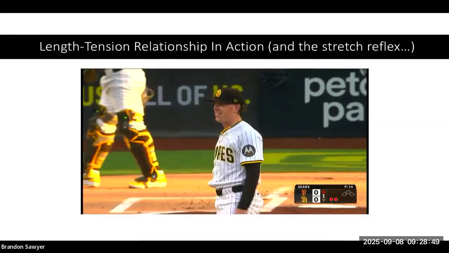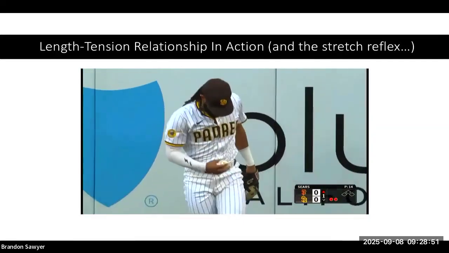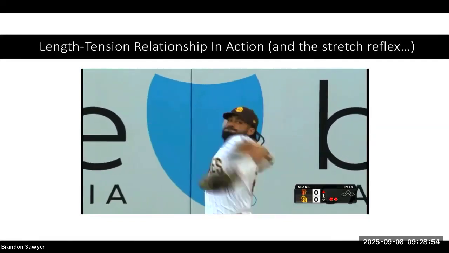I think he's had eight robberies or something like that this season.